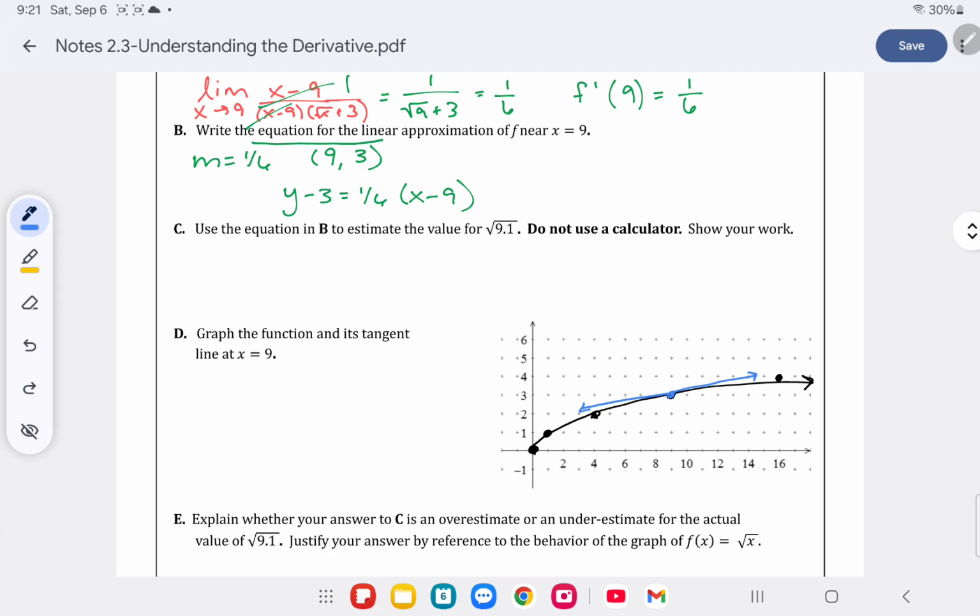A tangent line there. So I could look at this graph and try to estimate using my line what 9.1 is. So really close to 9 there. Or I can plug that in, much more accurate to plug that into the equation. So 1/6, our x will be 9.1, because we're estimating the value for the square root of 9.1. Our function is y equals the square root of x, so we're basically saying x equals 9.1.